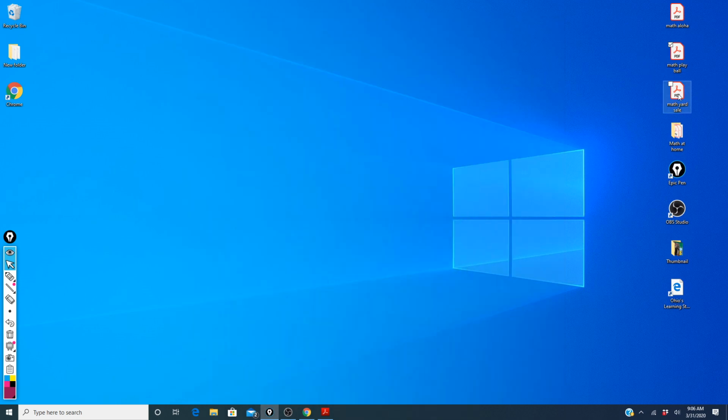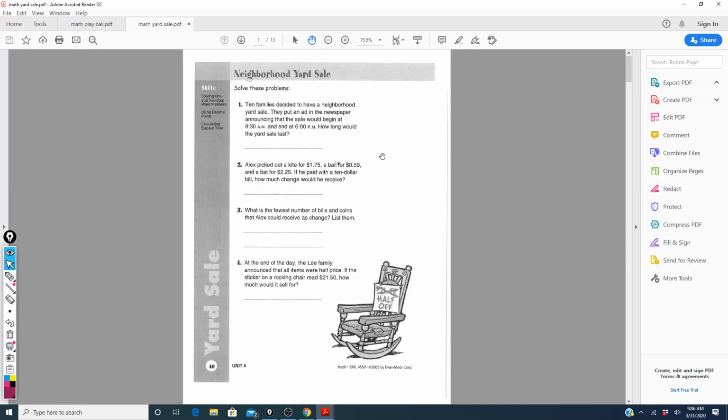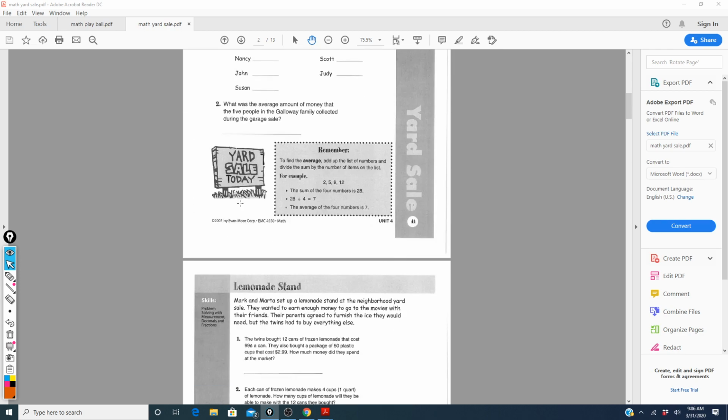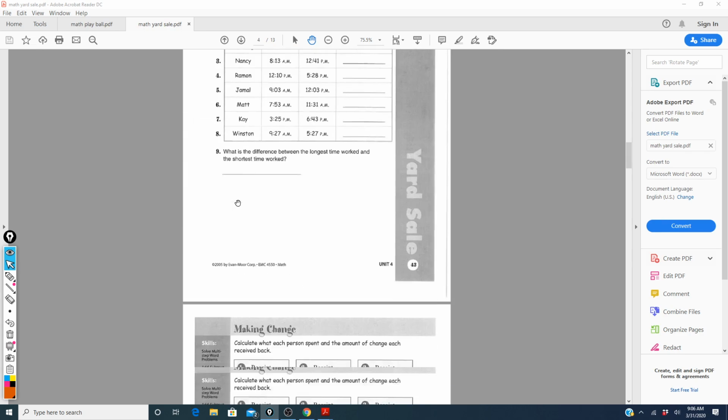We're going to jump right into this. I don't want to waste too much of your time, so I'm going to jump right into the yard sale packet. As you come in, you'll see me right up on the screen here. Let's go straight into this. I want to go right down to where it says the change.